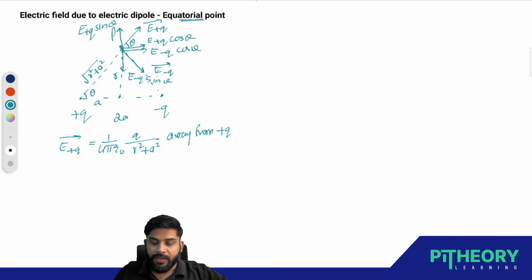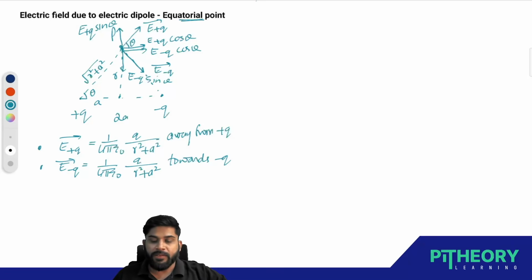At the same point, E minus q, the electric field due to the minus q charge, how much will that be? 1 by 4 pi epsilon 0, q, taking the magnitude now, q divided by the distance, which is again the same in this case. So r square plus a square only, and it will be towards minus q. Correct? But at this point, you have to note one very important thing. Both these, E plus q and E minus q, are the same in magnitude.